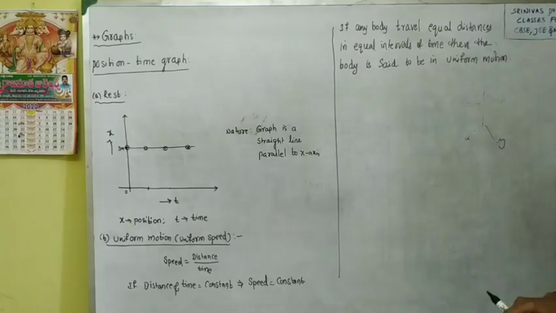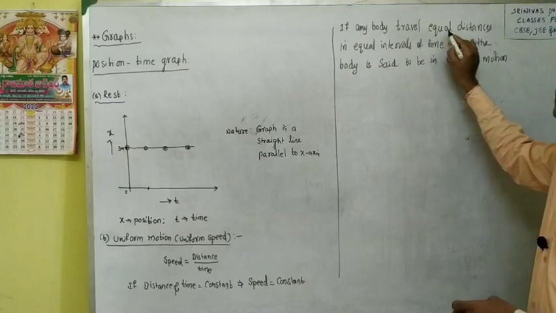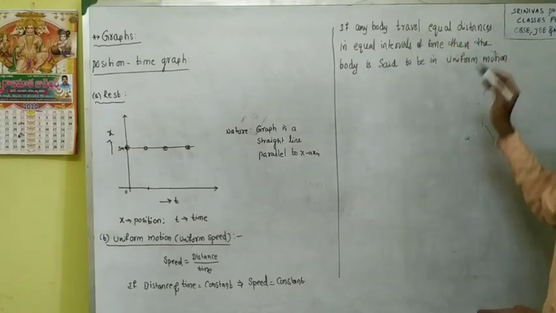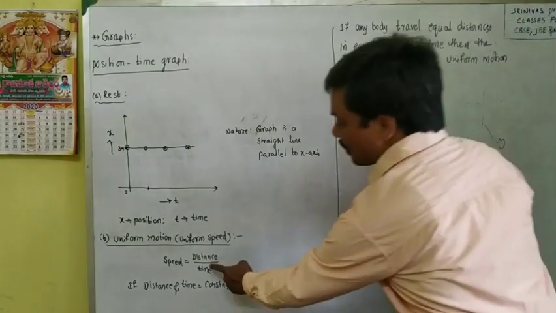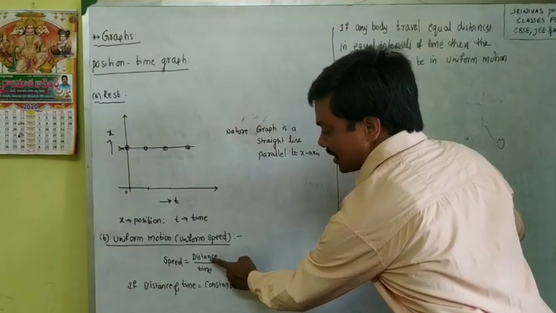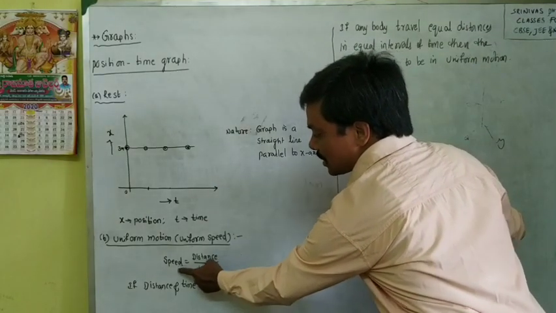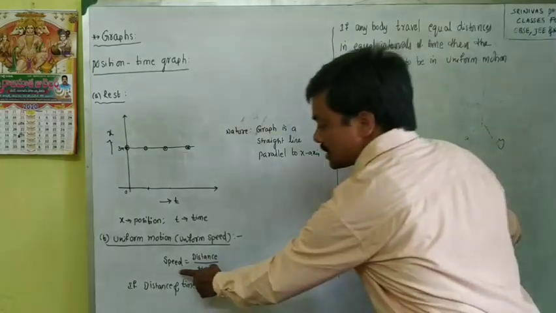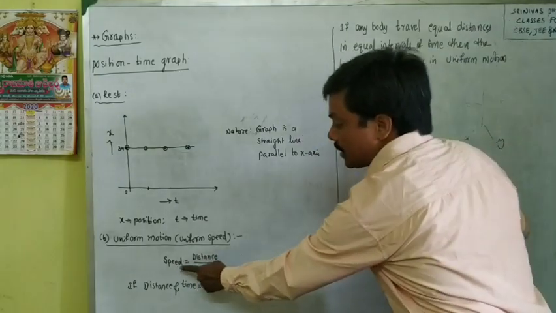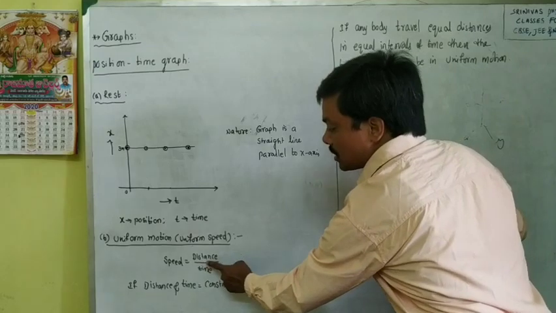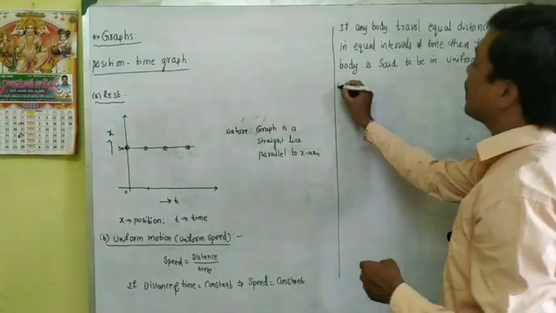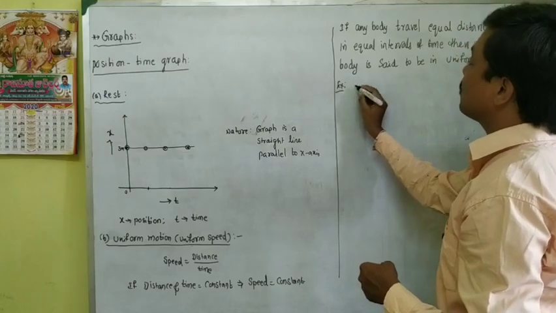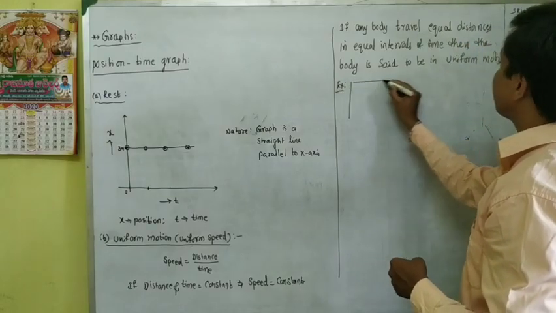What should be there, right? If your body covers equal distances in equal intervals of time, then that body is said to be in uniform motion. Equal distances, equal times. Distance equal, time equal, then the speed is equal. Speed is constant, right? That means distance should be constant, time should be constant. How will it be there? I will tell one example for uniform motion. Look here.